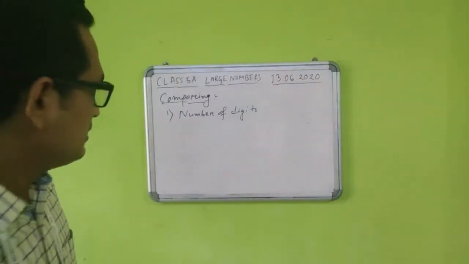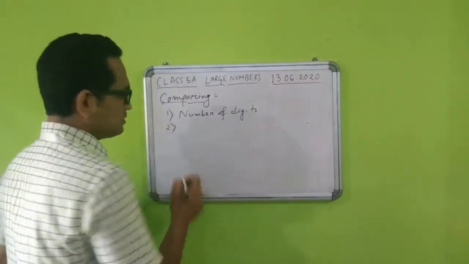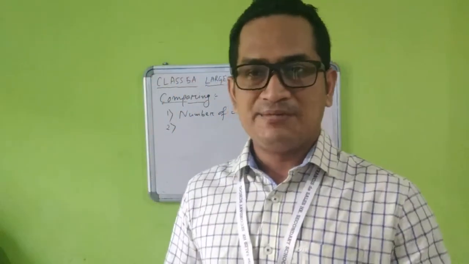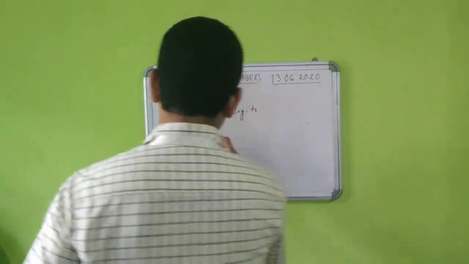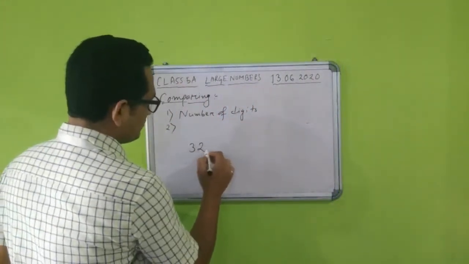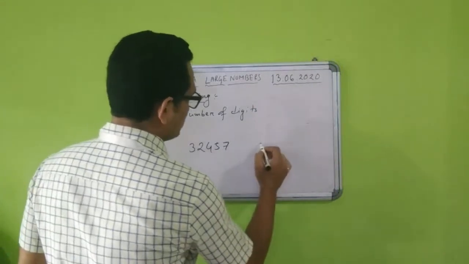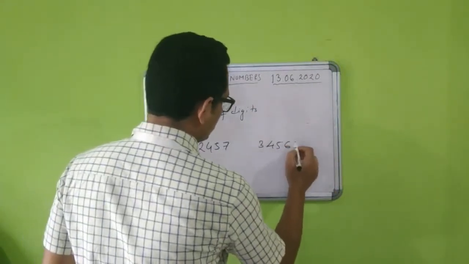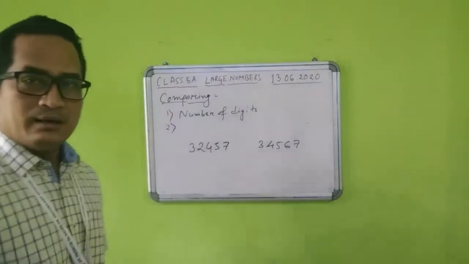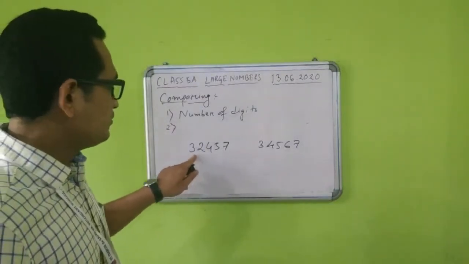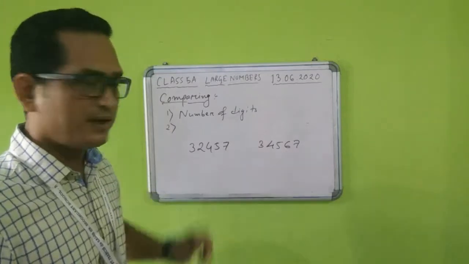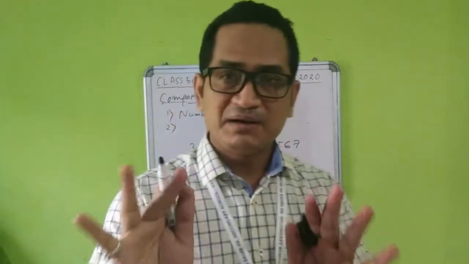The second rule says that sometimes you may get a situation where there are two numbers and both numbers have the same number of digits. Then what do we have to do? Let's take one example. Here also you can see how many digits there are: 1, 2, 3, 4, 5, and here also 1, 2, 3, 4, 5. So both numbers now have 5 digits.